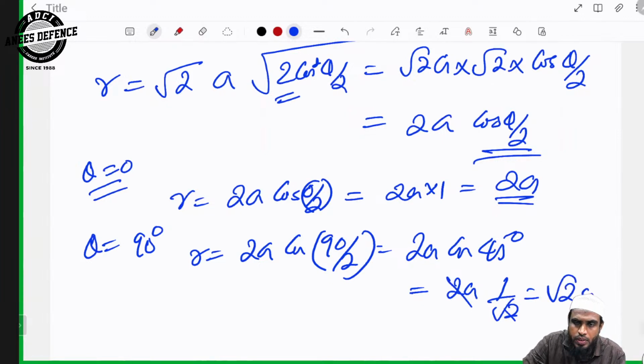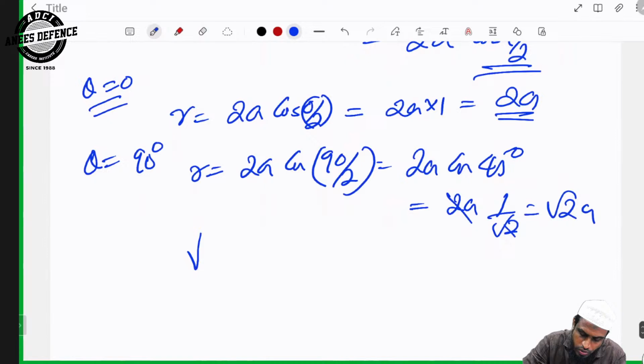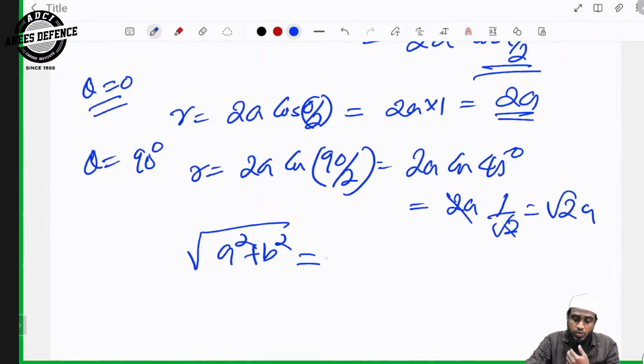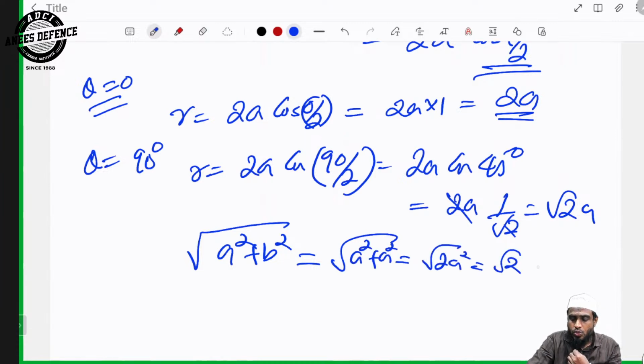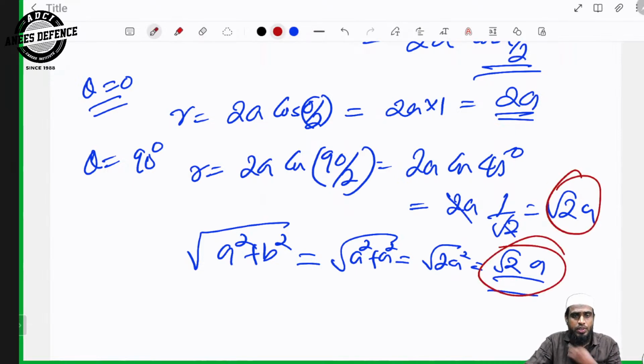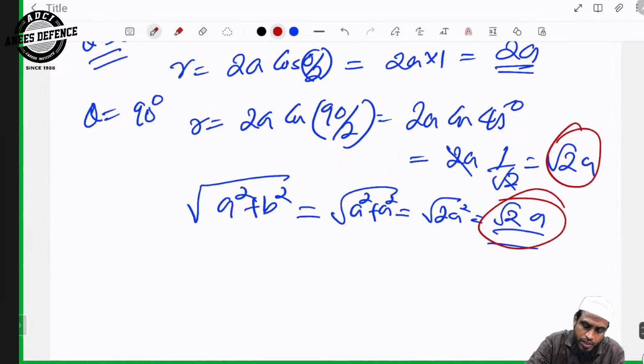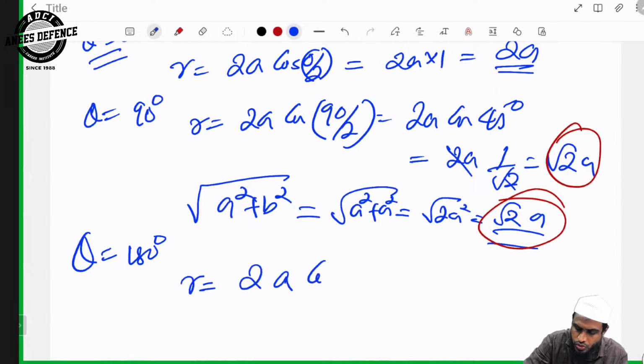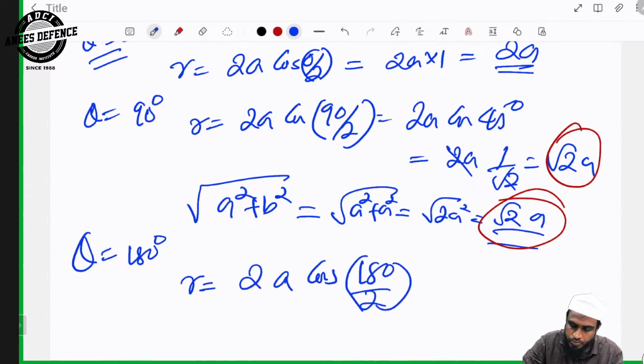In the previous case, we had the equation A square plus B square. If A square is equal to B square, so A square plus A square, so 2A square, so you'll be getting root 2A. The same is here also. Then theta equal to 180 degree. So here R is equal to 2A cos 180 by 2, so 2A into cos 90. Cos 90 is 0. So the answer is 0.